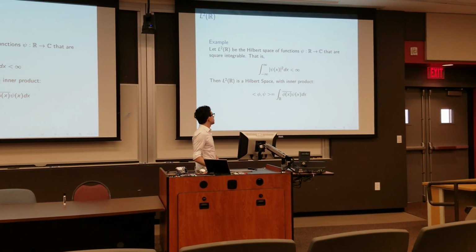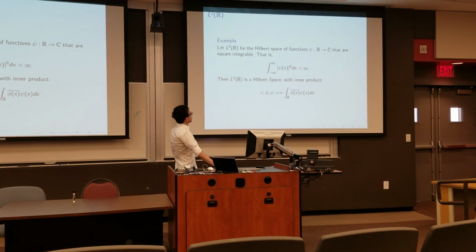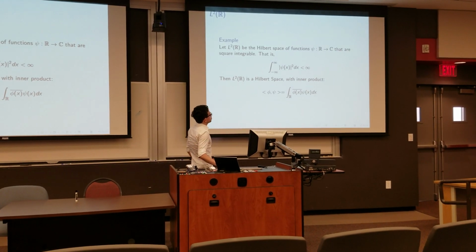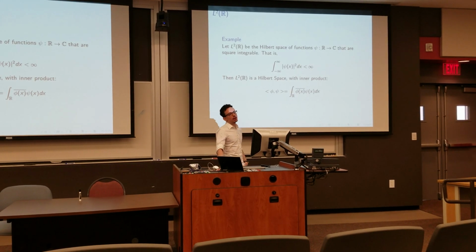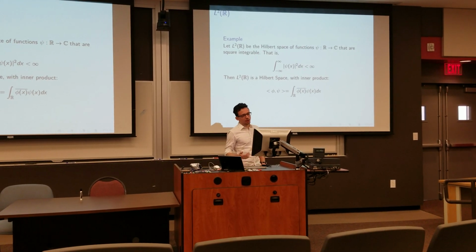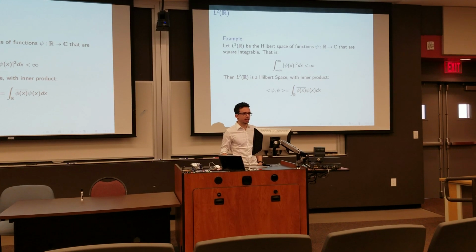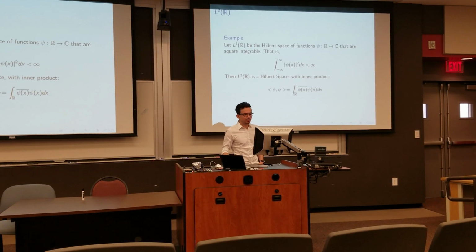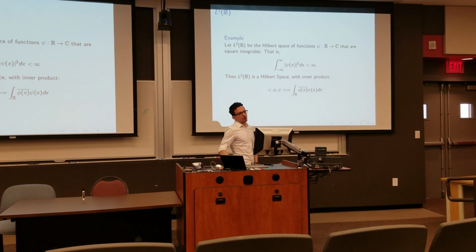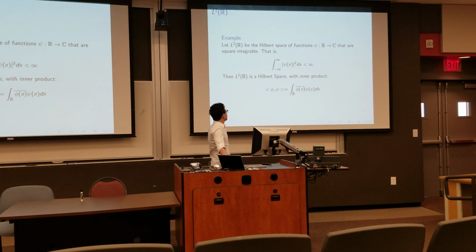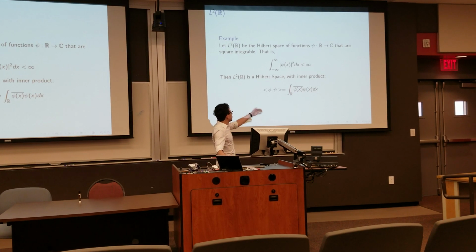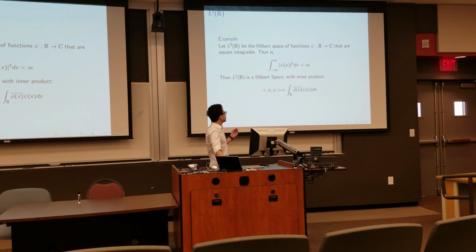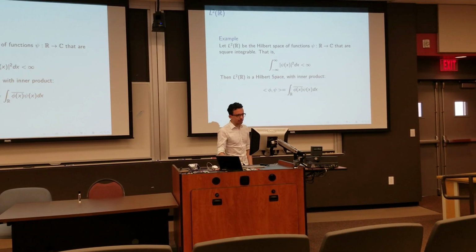Okay, so an example of a Hilbert space is L2 of R. It's a space of functions from R to C that are square integrable. So we take the square of the absolute value of the function and integrate from minus infinity to infinity, and that's finite. So this is a Hilbert space. It has an inner product structure, given below: you take the complex conjugate of the first term times the second one, and you take the integral.